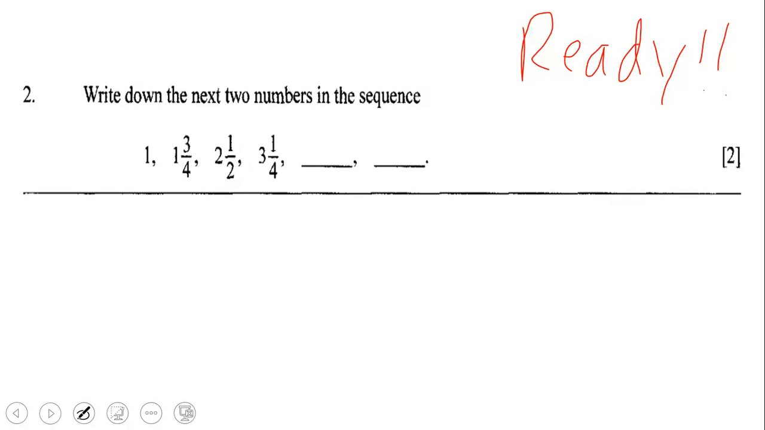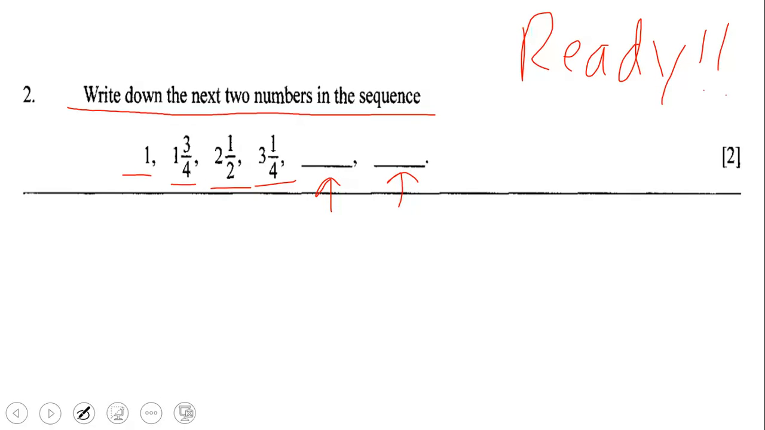We begin by reading the question. The question states the following: write down the next two numbers in the sequence. So we have a sequence, and the instruction is to write down the next two numbers in the sequence. So we have 1, 1 and 3 over 4, 2 and 1 over 2, 3 and 1 over 4, and the question wants us to determine what number goes here and what number goes there.